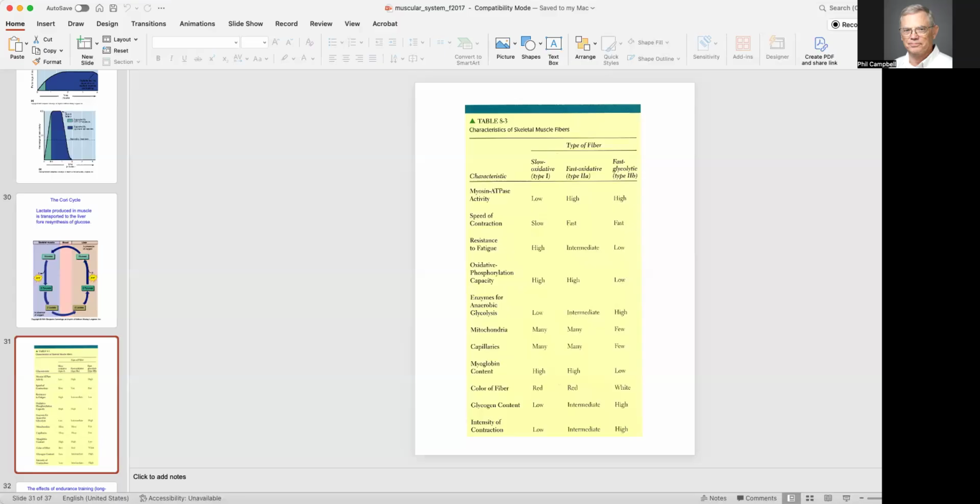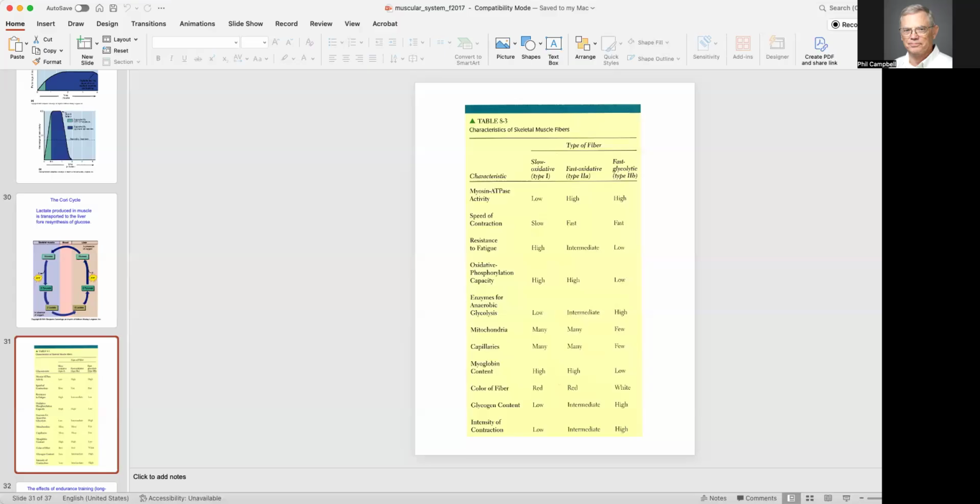Enzymes for anaerobic glycolysis are low because that's not what they're designed to do. Mitochondria, which are the source of oxidative phosphorylation, you're going to have a lot of. Capillaries: they need blood to provide oxygen, so they're going to be highly vascularized.